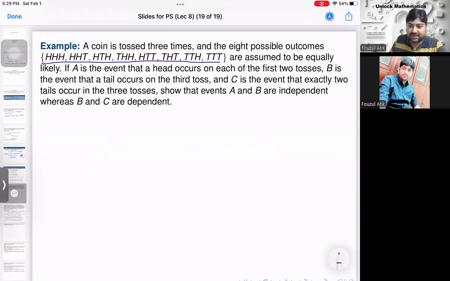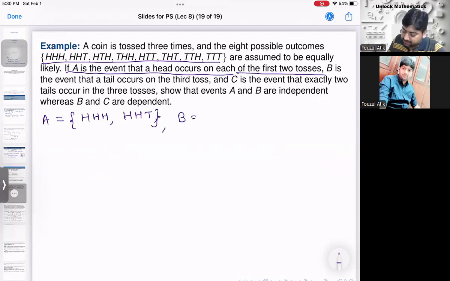So what are the outcomes of A? A is the event that a head occurs on each of the first two tosses. So what are the outcomes of A? It is HHH, first two tosses are head. The next is HHT. Do you have any other? We do not have. So it is this set.